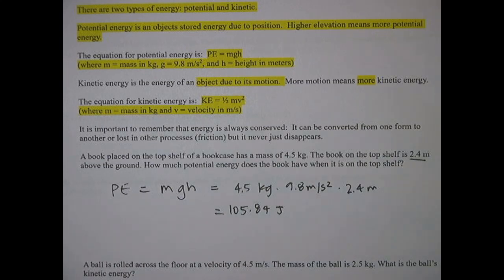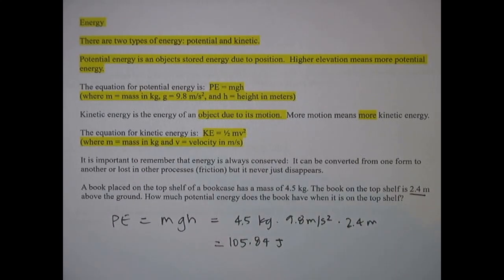So again, the roller coaster is a really good example. You have a lot of potential energy at the top of the hill, and as it rolls down, it converts all of its potential energy into kinetic energy. Okay, there's the notes on potential and kinetic energy.